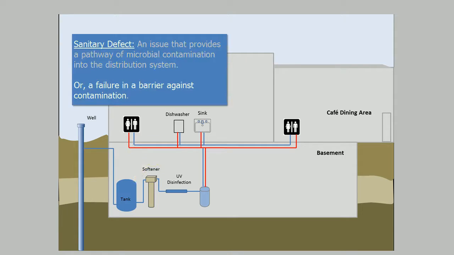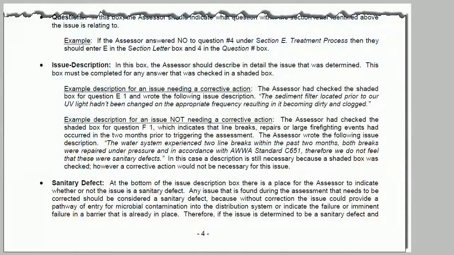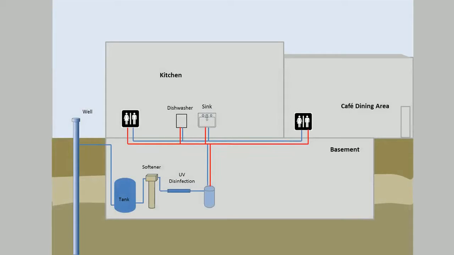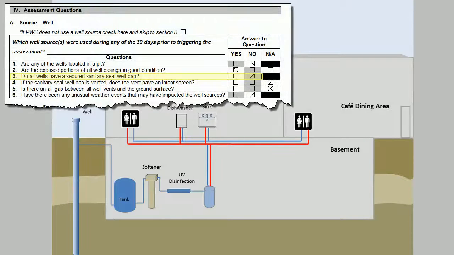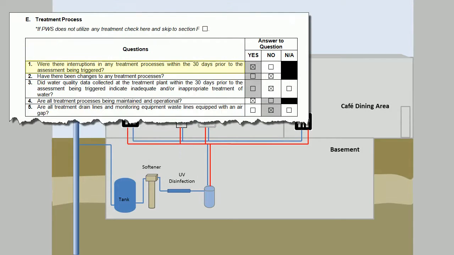If you forget what a sanitary defect is, the definition is in the instructions to the assessment form under Part 5 as shown. For our example, A3 is a sanitary defect because a well without a sanitary seal can allow contaminants to enter directly through the well cap. E1 is definitely a sanitary defect since the UV bulb had failed, which is a breakdown in treatment.